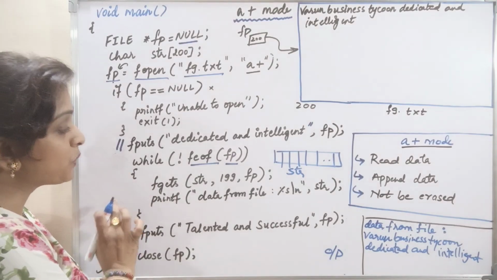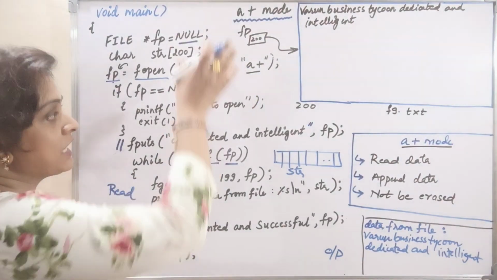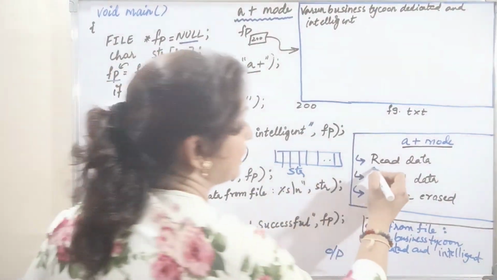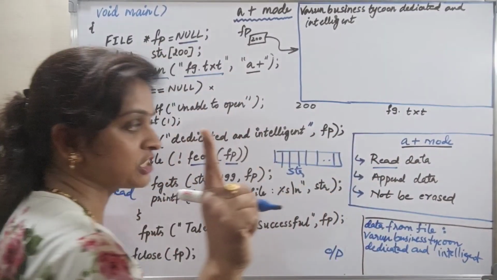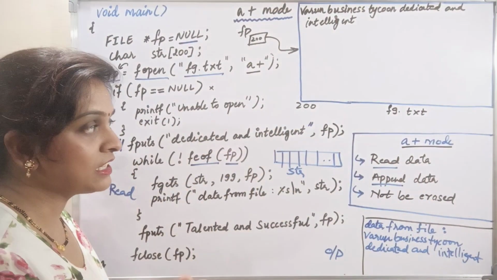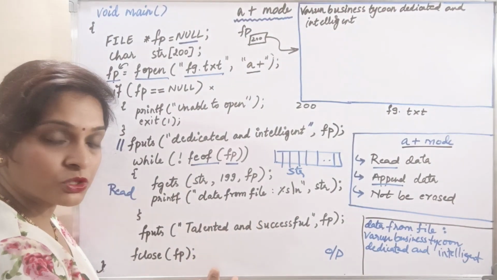So I'm trying to read the data. This is the reading process I'm doing. Open the file as usual, then a plus. A plus says you can read the data. The first task that I did was append data. Now I am reading the data, so I am doing the reading task also.